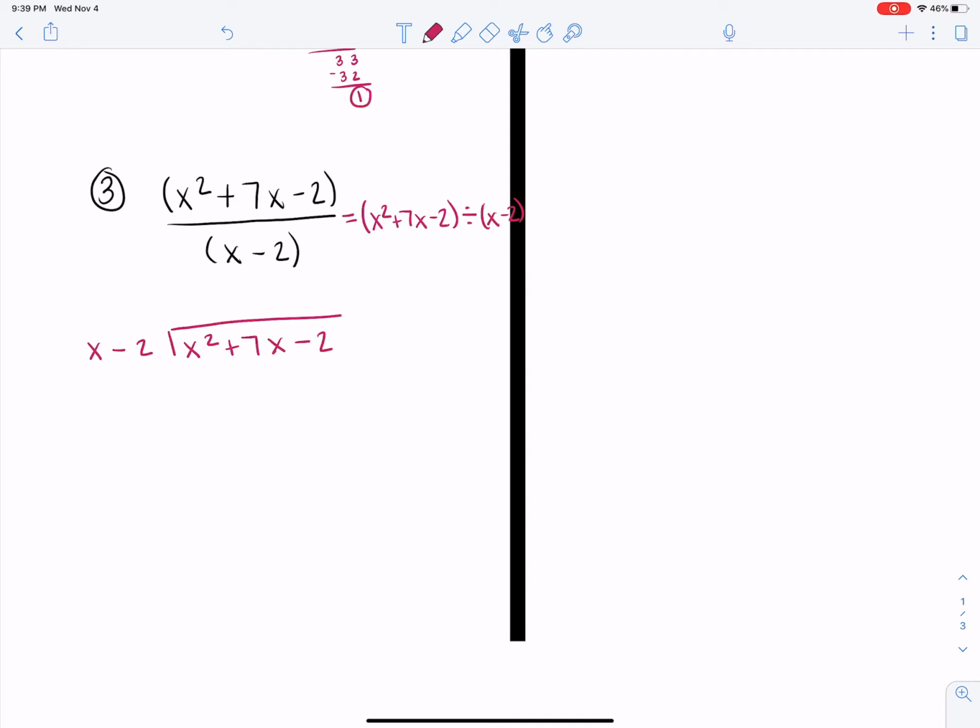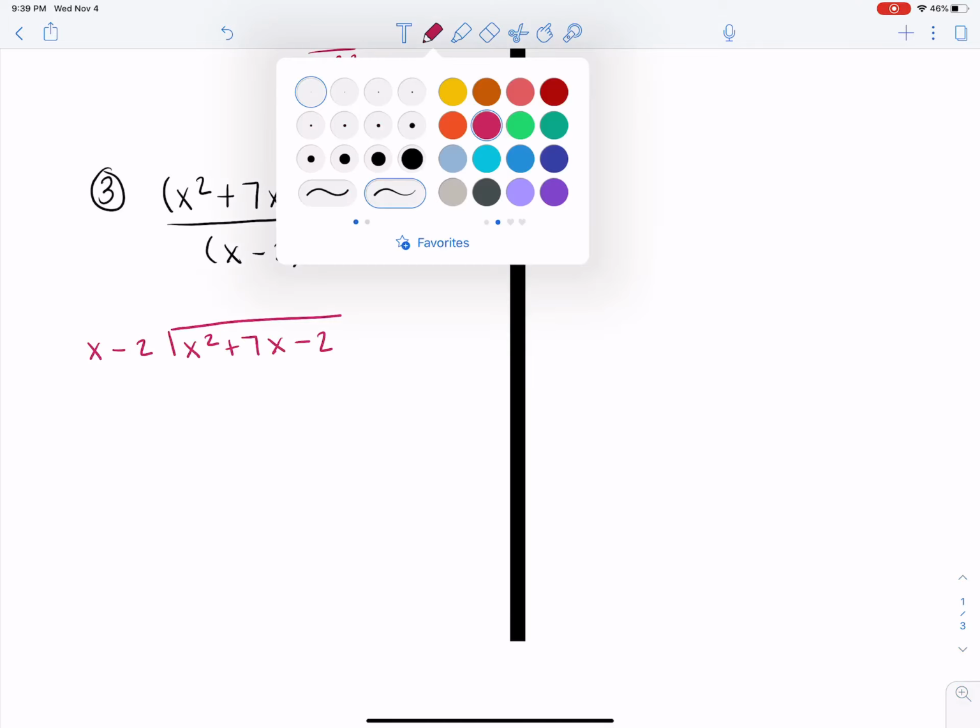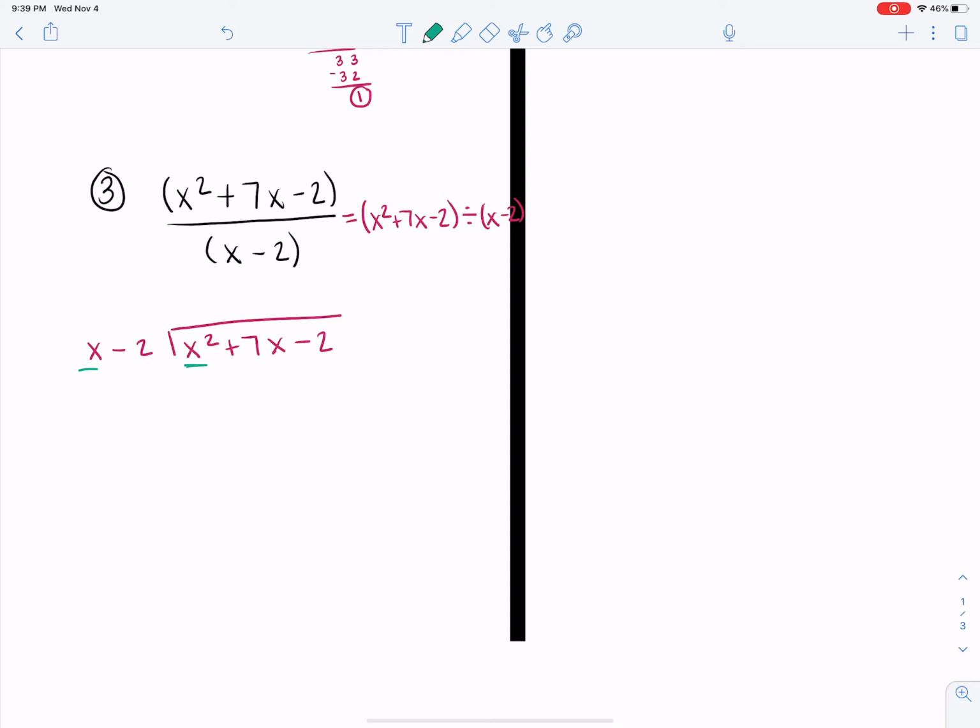Okay, now, the first thing you need to look at is your very first term. My first term is x and x squared. So you need to ask yourself, step 1, we're going to take x, the first term of the outside, times what will give us the first term on the inside, x squared. So what can I multiply by x to get x squared? X. X times x would give us the x squared. So I'm going to multiply x times 1x, and that will work.